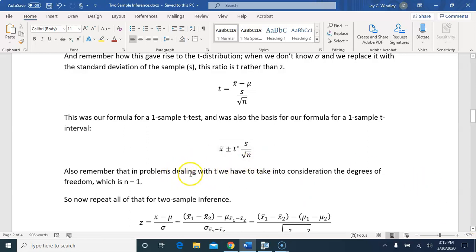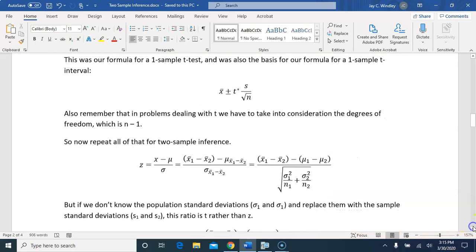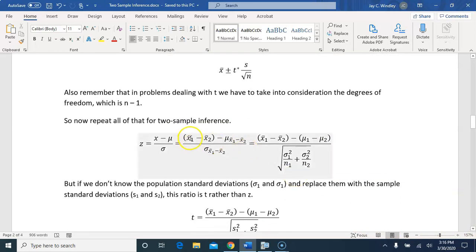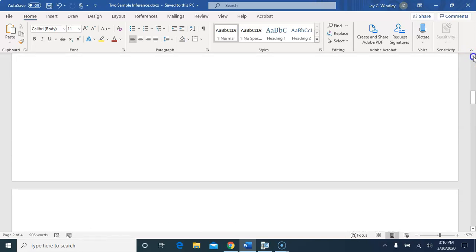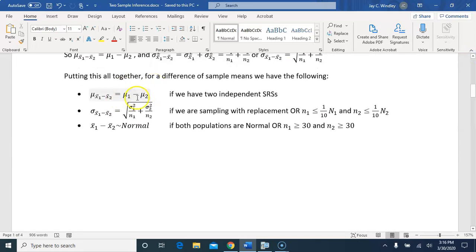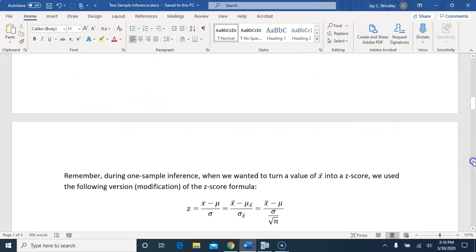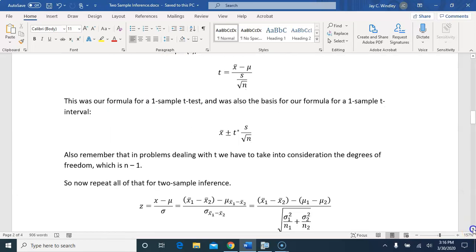And also remember, dealing with t, we had something referred to as degrees of freedom, which back then was just n minus 1. Okay, so in the two-sample case, we take the difference of the x bars, we subtract the average difference of the x bars, and we divide by the standard deviation of the difference of the x bars. And the mean of the difference of the x bars is right here, and the standard deviation of the difference of the x bars is here. So we plug those two in, and we get this expression here.